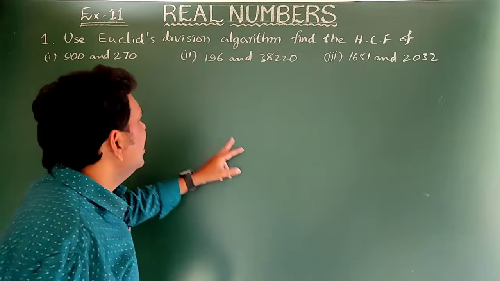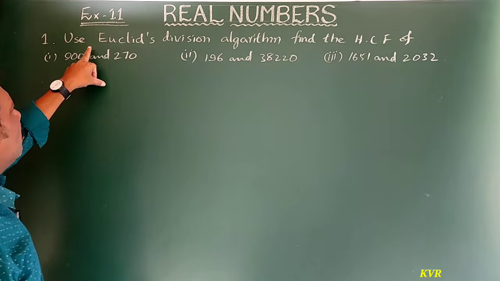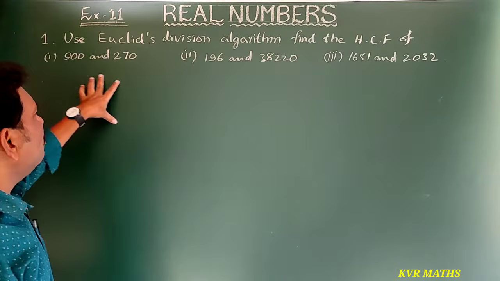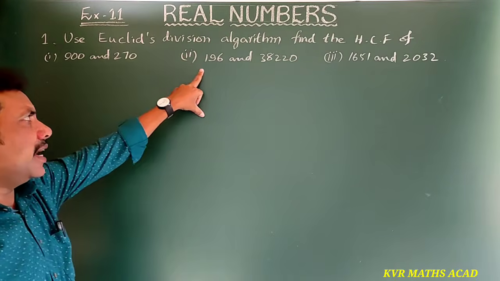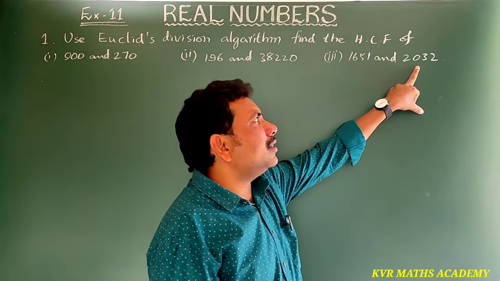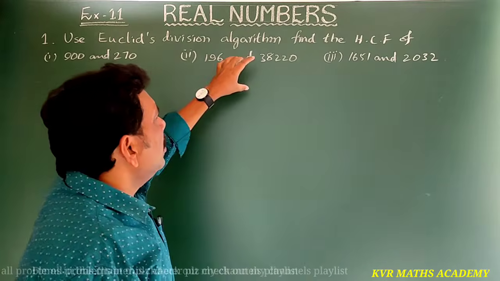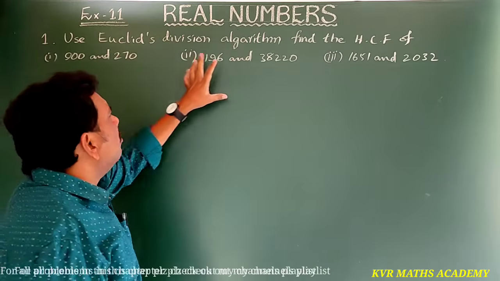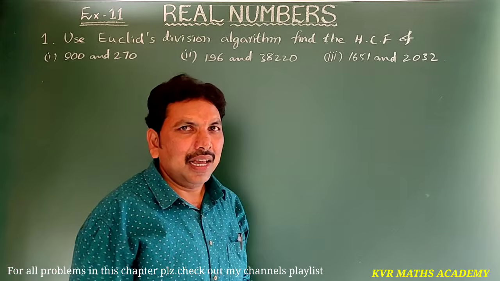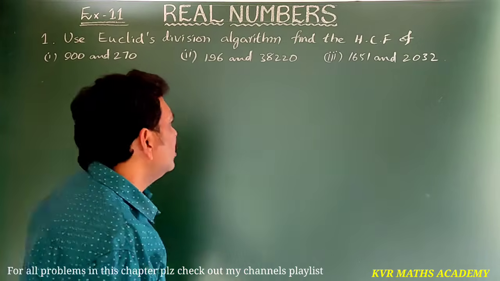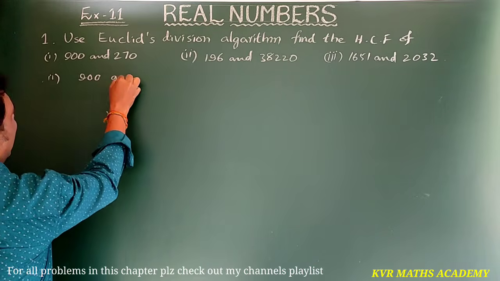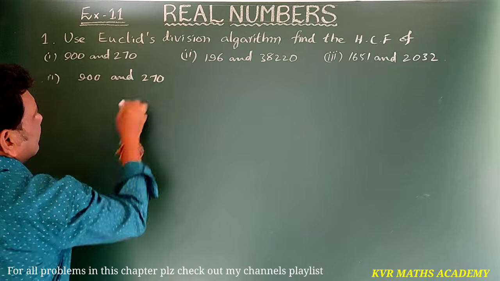See, this is the first question in Exercise 1.1. Use Euclid's division algorithm to find the HCF of 900 and 270, 196 and 38,220, 1651 and 2032. So by the division algorithm, we have to find the HCF of these numbers. Let us find one by one. First, let us take 900 and 270.